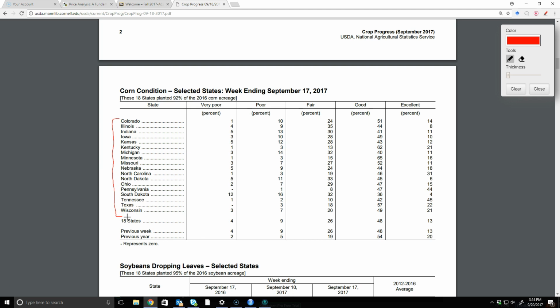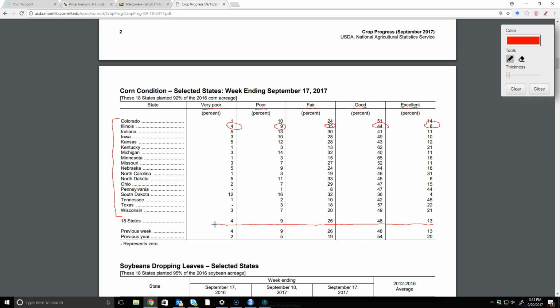The way that they break it up is they survey farmers and they say, what percent of your crop is excellent? What percent of your crop is good? What percent of your crop is fair, poor, and very poor? And farmers will say, well, let's take Illinois for example. The average of respondents said, well, this year we have 8% of our crop that's excellent, 44% of our crop that's good, and so on. 35% fair, 9% poor, 4% very poor. If you take that all together, you get this row here. That's the 18 major corn producing states.